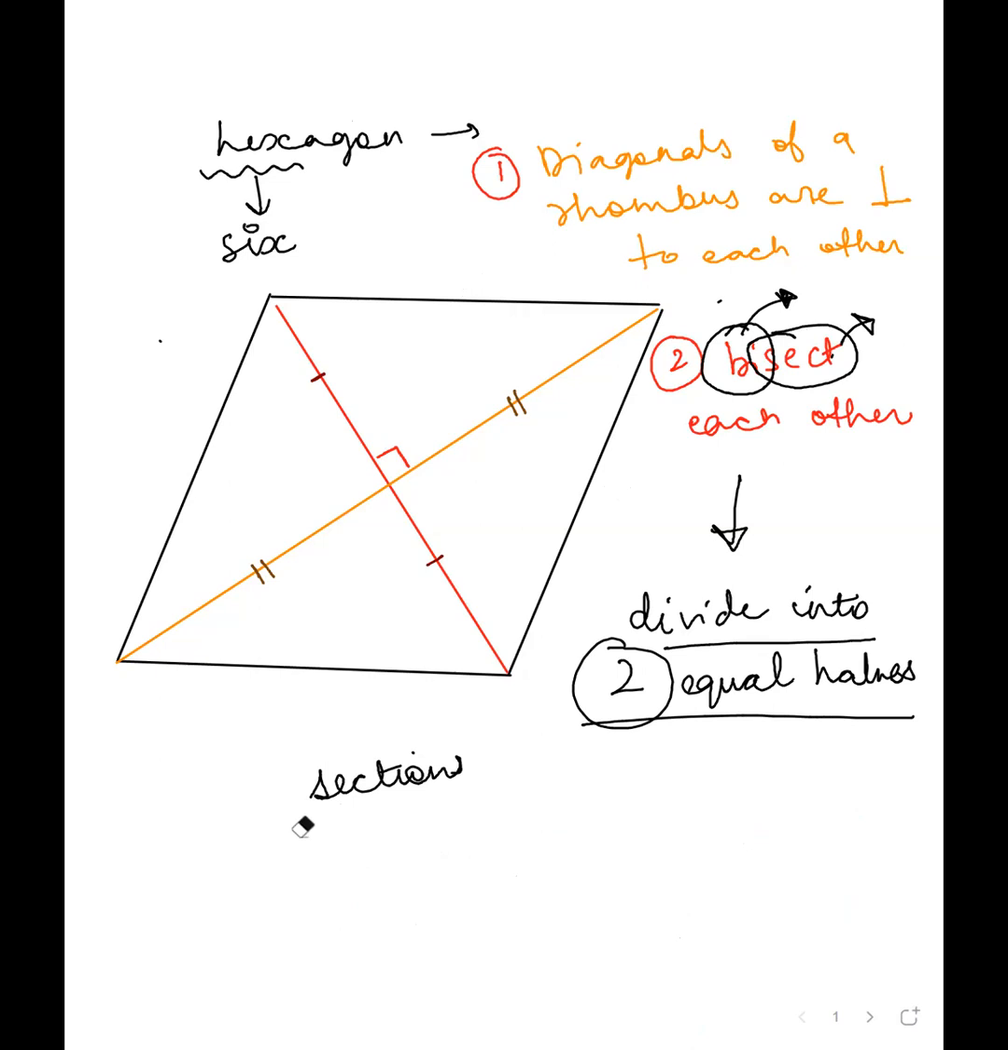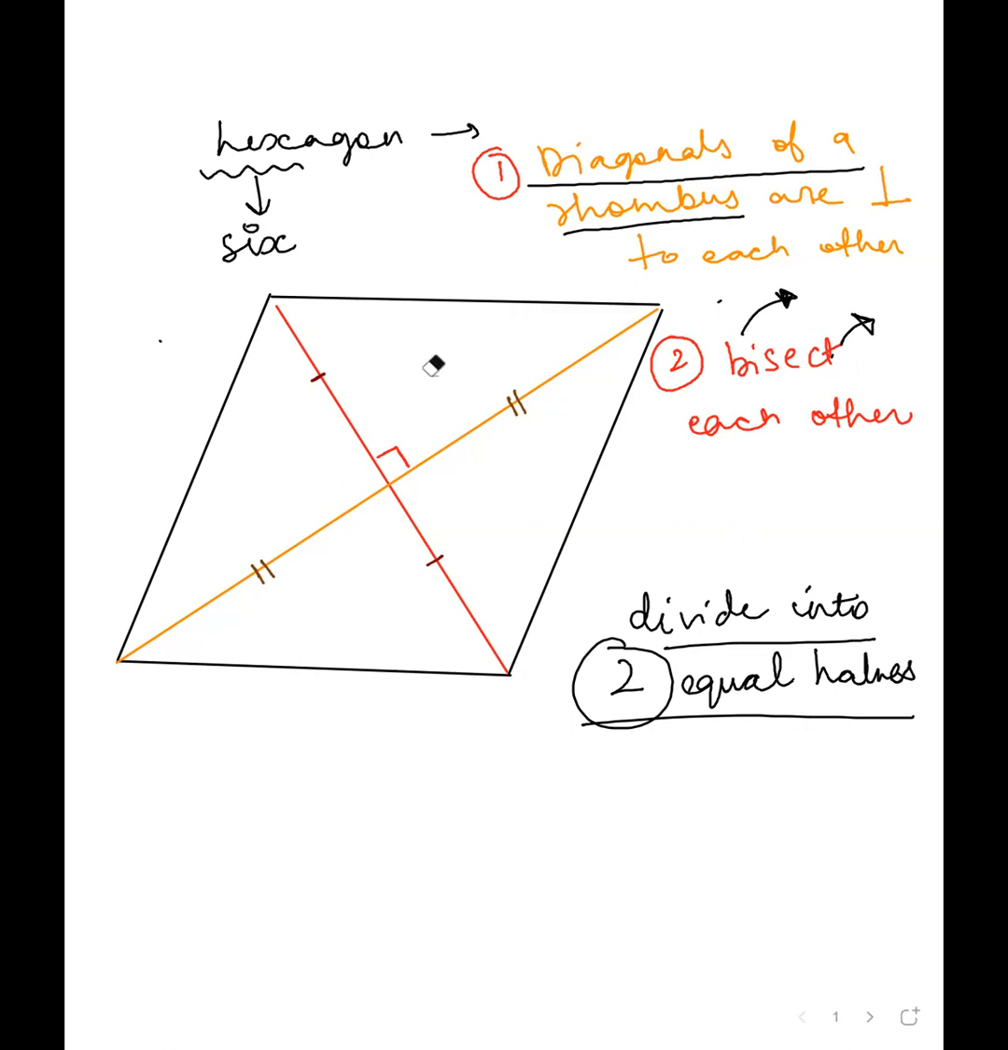All right. Anyway, let's come back on track. What have we learned? That diagonals of a rhombus, this is only about rhombus, okay? Number one, they are perpendicular to each other. That means they form a 90-degree angle over here. Number two, they bisect each other.